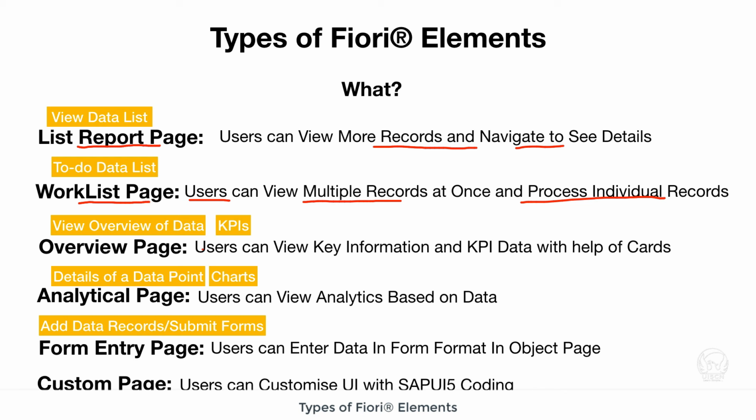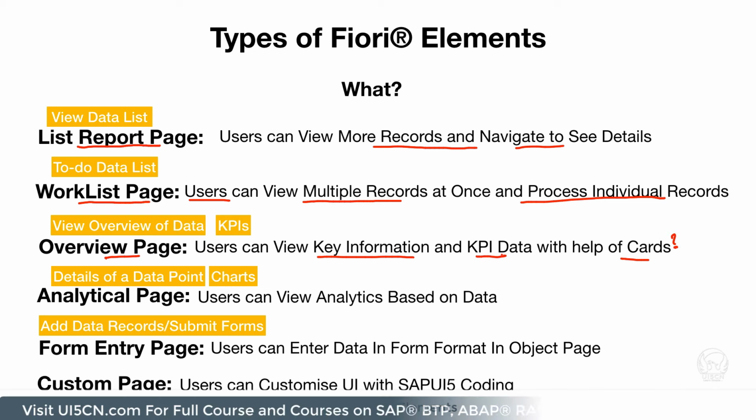When the user wants KPI information with the help of cards, then we will be using overview pages. Now here, what the cards are and how the KPI data is put in the cards, all that we will see in the hands-on section. Now the analytical page, similar to the overview page, is where you have analytics or graph-based data within your Fiori elements, and these are called analytical page Fiori elements.